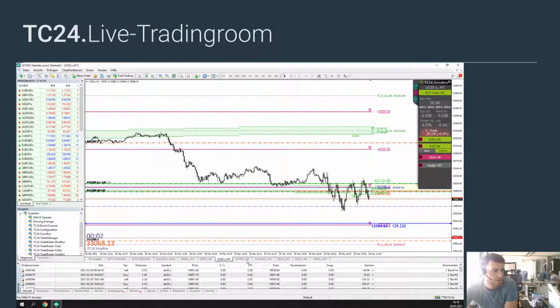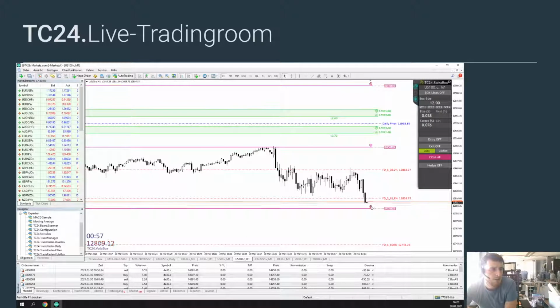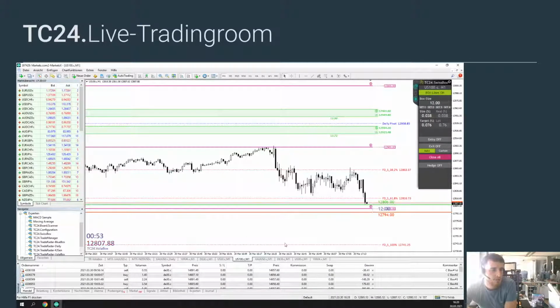So here comes the last one. Let's see where the Nasdaq is at. There we go, right at the big number. Also a possibility for a big number trade there.